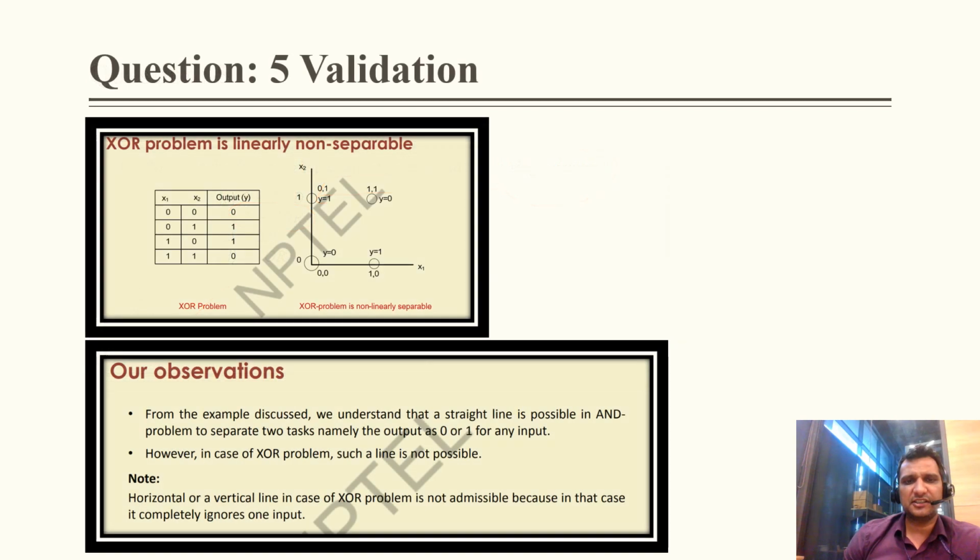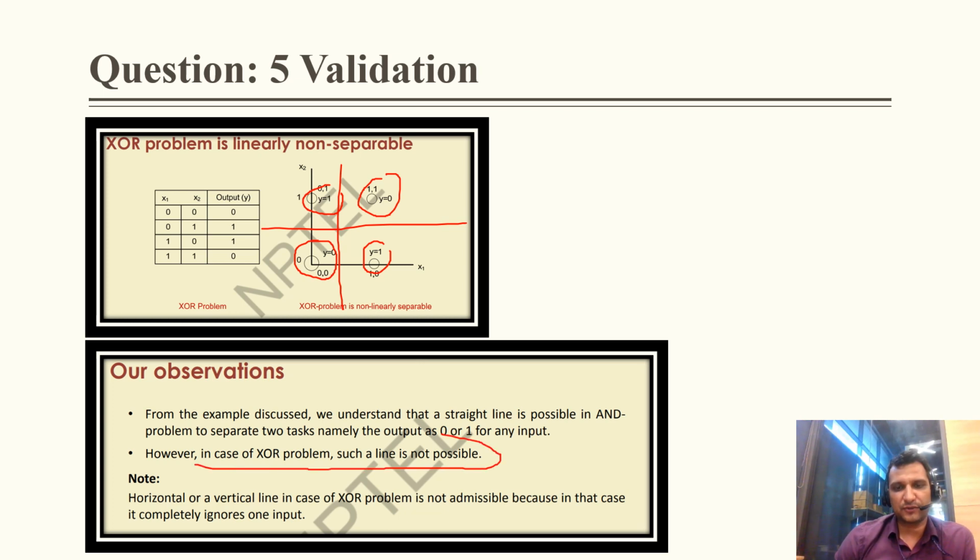And this is the validation. The XOR problem is well known because of its outputs, y equal to 1 and y equal to 1, right? This is a non-linearly separable problem, and when we try to divide it, it is impossible to do so with a single neuron, but with a multi-layer neural network this can be possible. So in the case of the XOR problem, such a separating line is not possible. So with a single neuron, XOR logic is not possible.